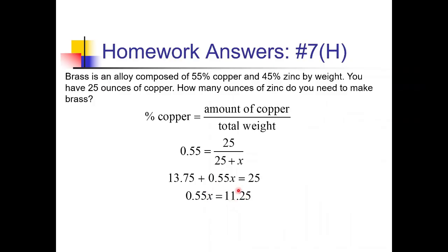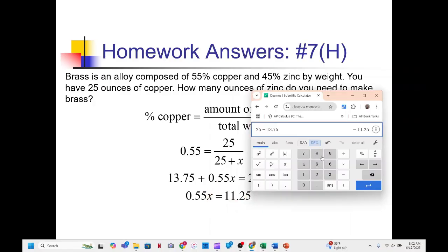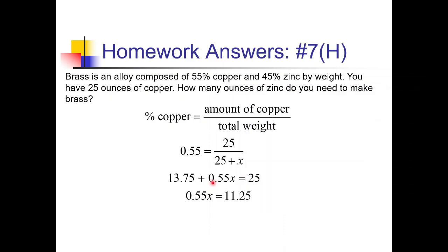And then if I divide both sides by 0.55, let me just do that. 11.25 divided by 0.55 comes out to about 20.45, if I round that off, 20.5 ounces of zinc that I have to add to get brass.